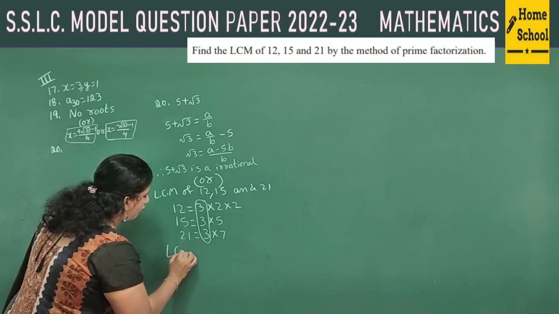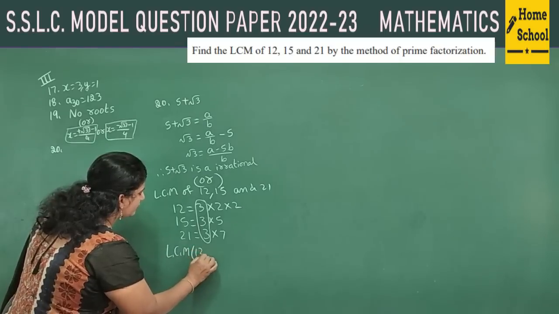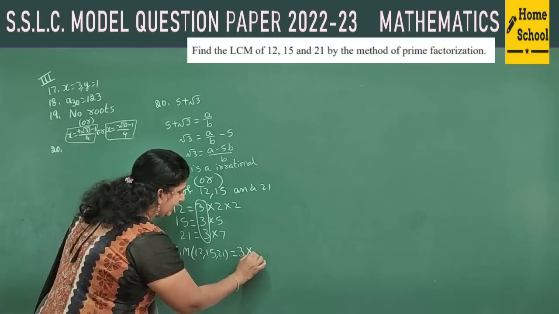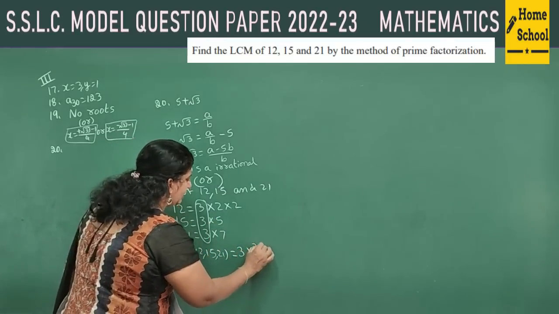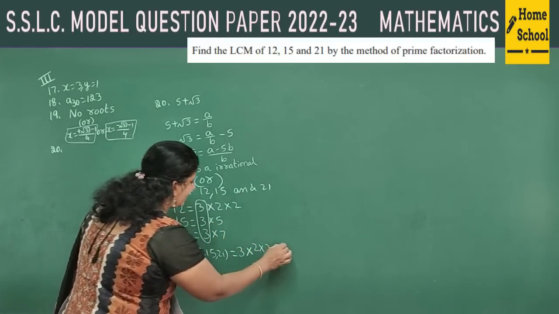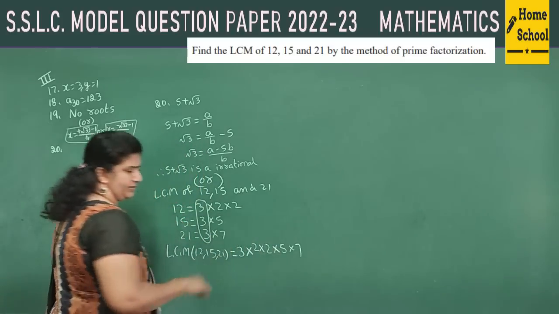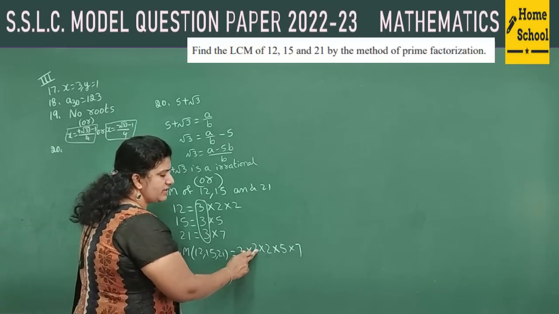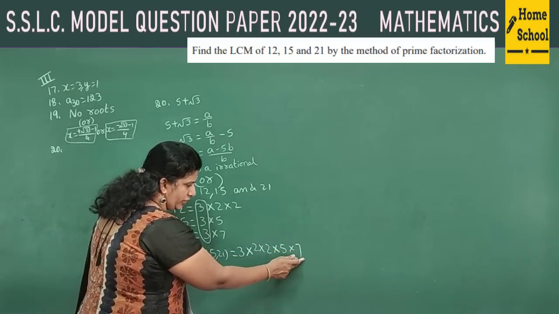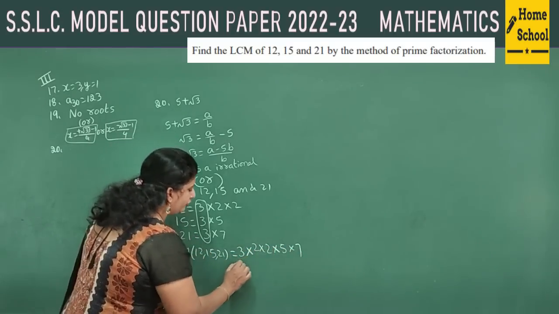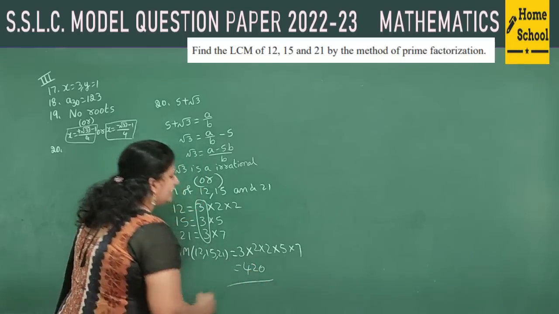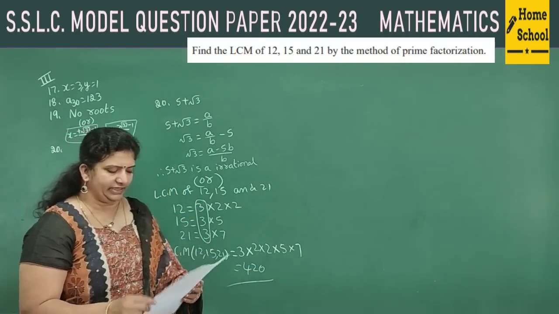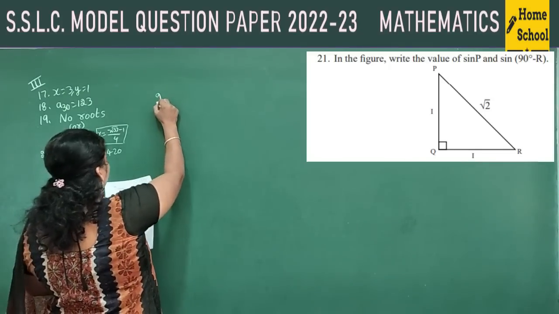So LCM of 12, 15, 21 is 3 into again multiply 2 into 2, 5 into 7. Common number write only one time. 3 2s are 6, 6 7s are 42, 5 2s are 10, 42 10s are 420. Therefore, what is the LCM of 12, 15 and 21? It is 420. 21st problem.